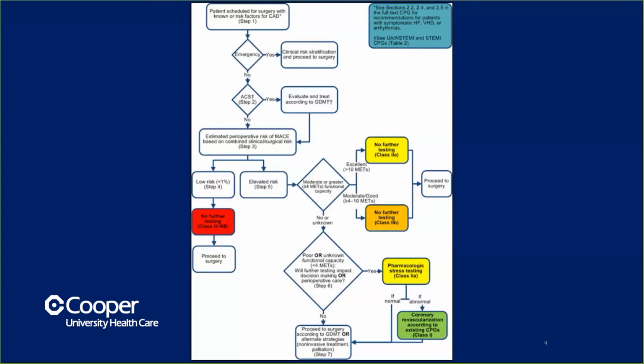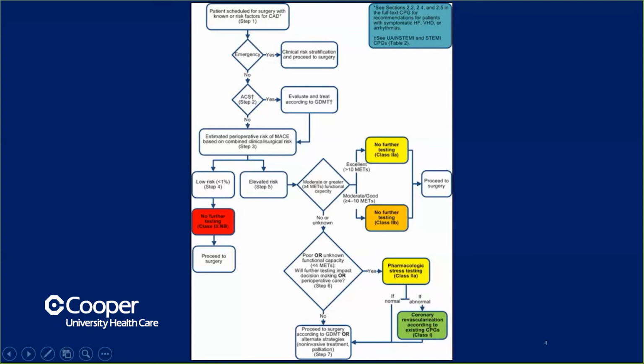If it's an emergency operation, there's no time for stress testing. It's ridiculous. So then you proceed to the surgery. Of course, risk may be high, but it doesn't matter. You have to go forward if it's a life-saving surgery. But let's say it's not an emergency operation. Then you go to step 2.